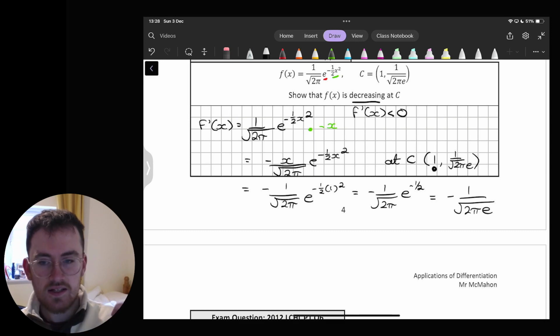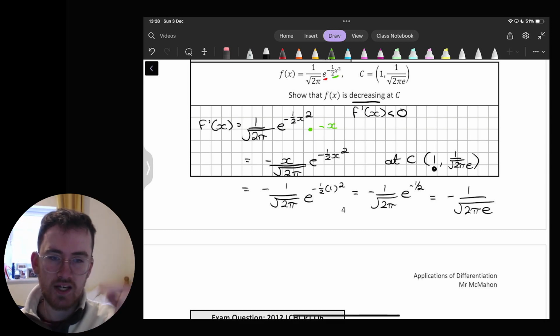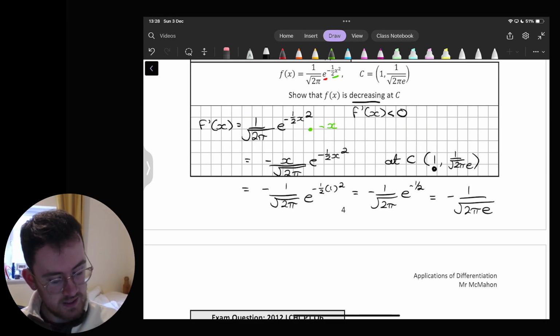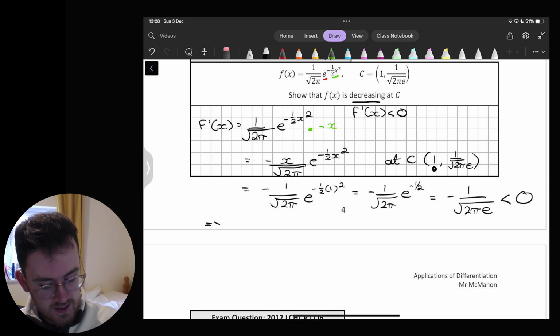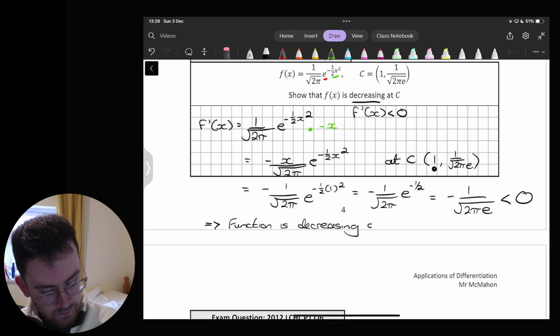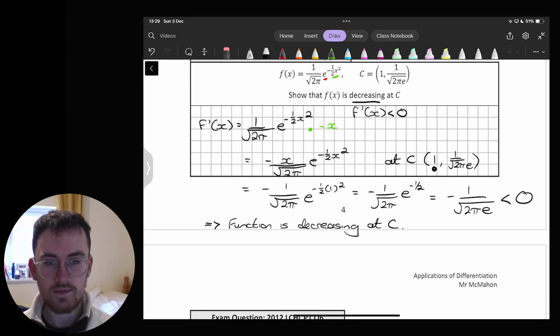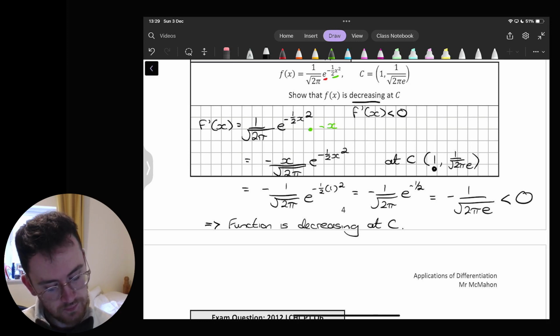Remembering as well, e to the power of half is the same as a square root, so I can actually bring that e down and combine it with the square root function there. The 2 root e part is always going to be positive, so the minus at the front is going to tell me that it's less than 0 for that particular value. So therefore we know the function is decreasing at C. Again, just making sure that we're following through with all of those points.